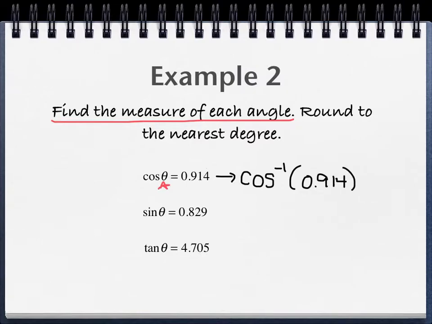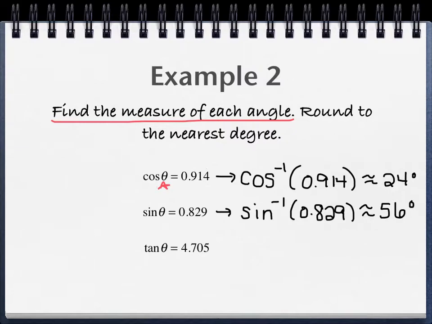And that's going to give me, if I round it to the nearest degree, 24 degrees. Okay, so for this one I would say inverse sine of 0.829. And again, I'm going to round. And I get 56 degrees.